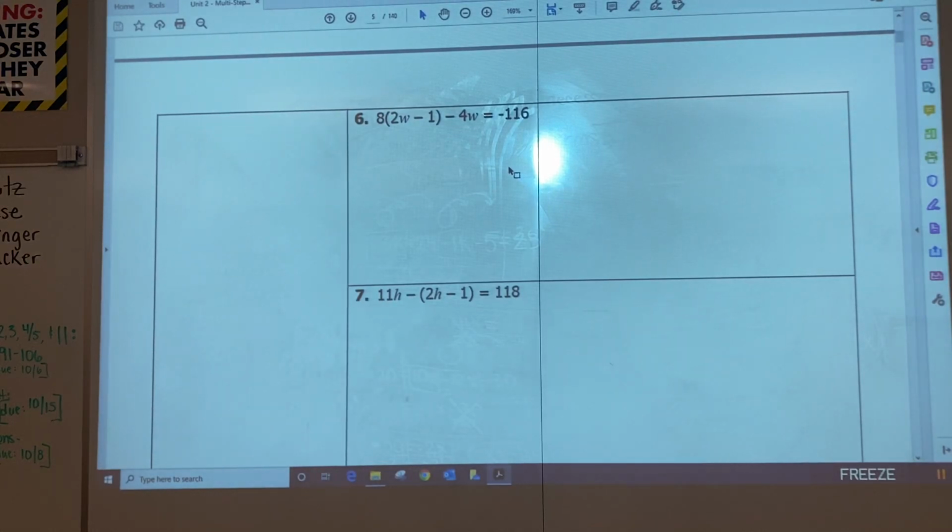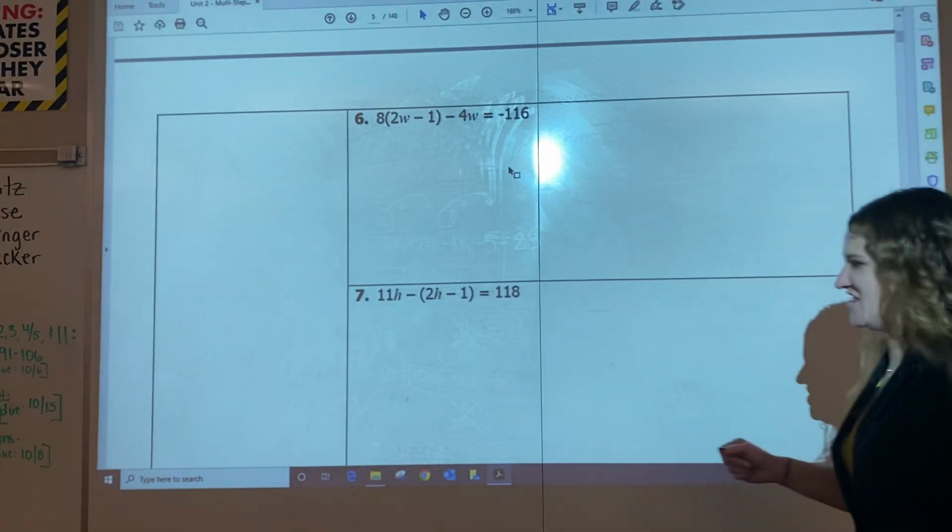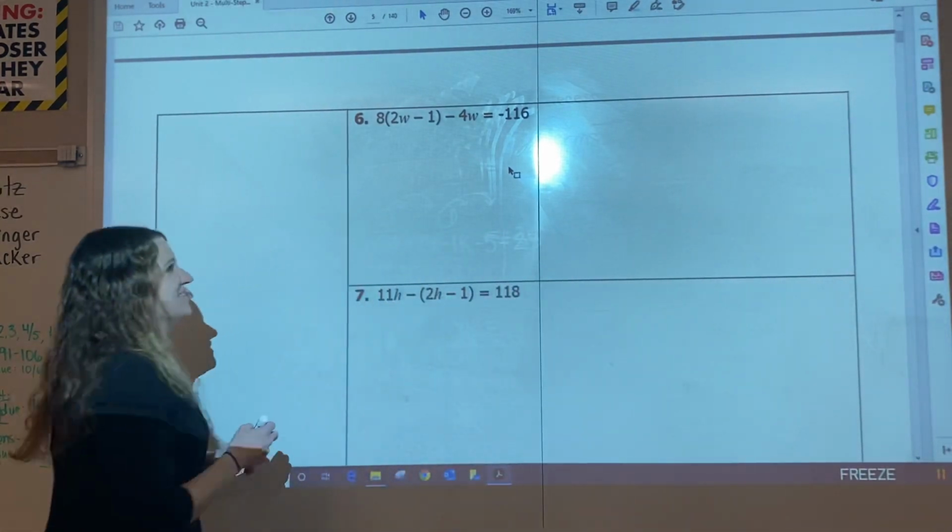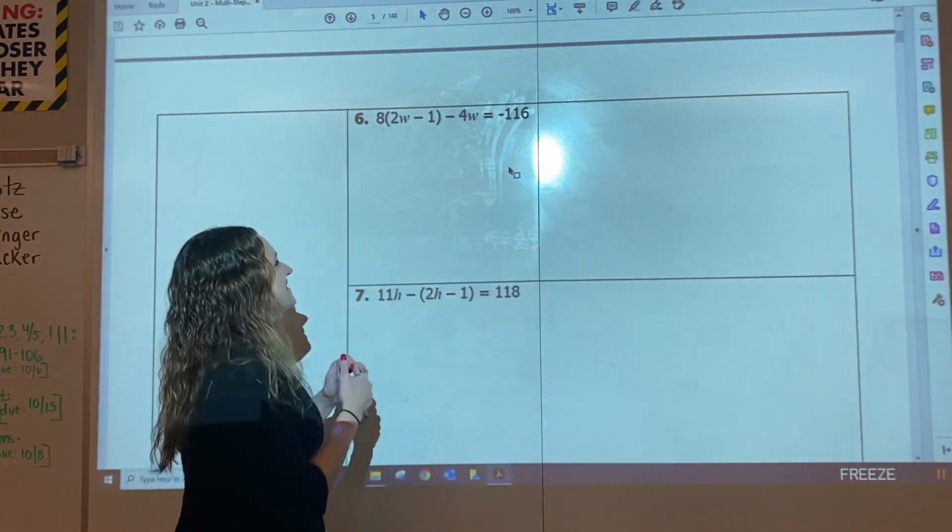Welcome back to part 2, solving multi-step equations. We're going to jump right into the rest of these notes here and see what we get.